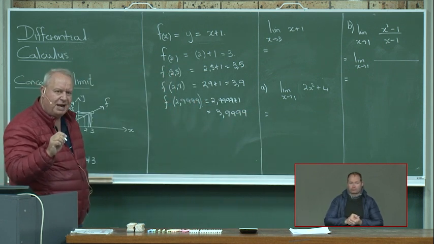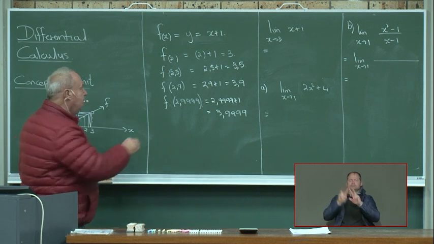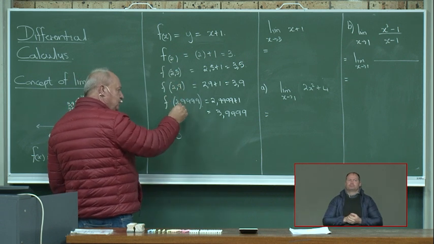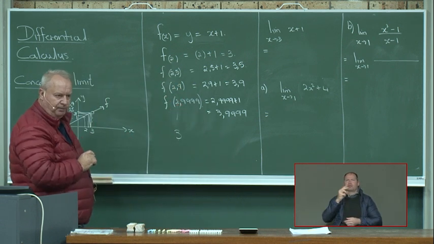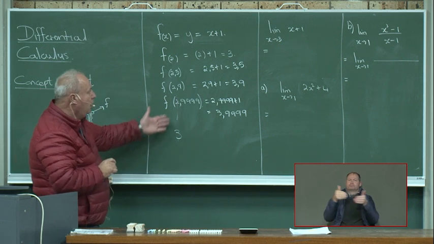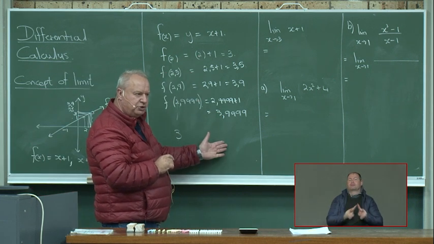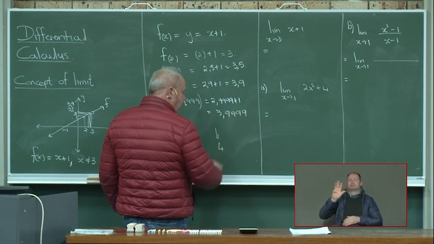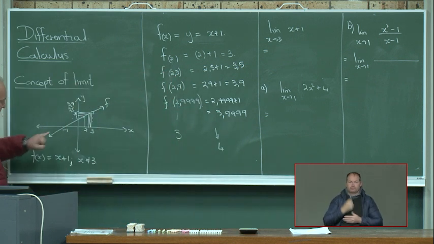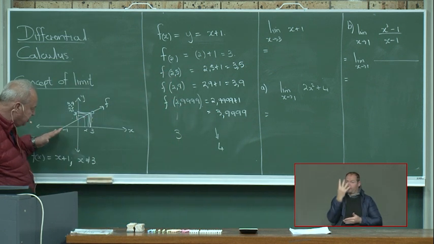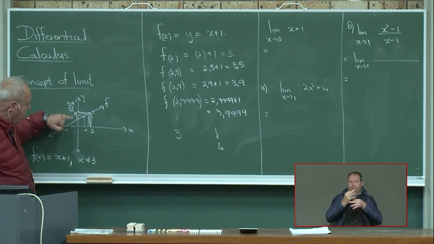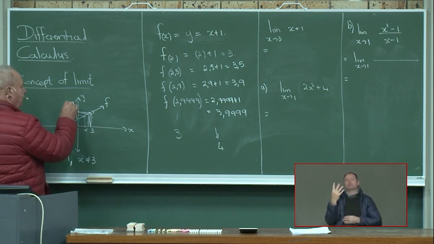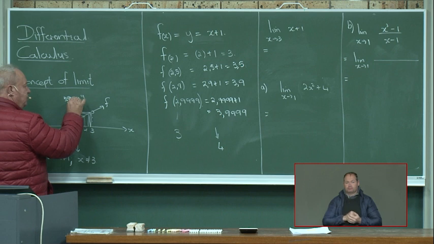The concept of limit is what value am I approaching? x is approaching 3. Do you see that? x is 2, 2.5, 2.9, 2.99. x is approaching 3. As x approaches 3, what does the value approach? 3, 3.5, 3.9, 3.99. The value is approaching 4. For this function, as I approach 3, I am getting a value of 4. It's going to 4.